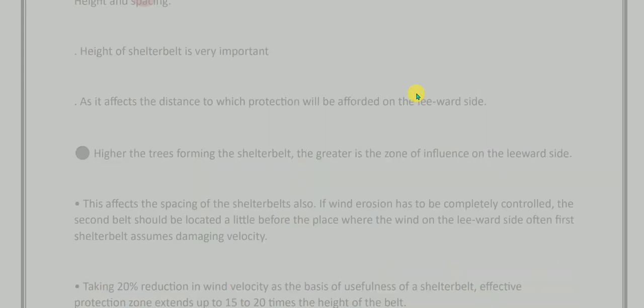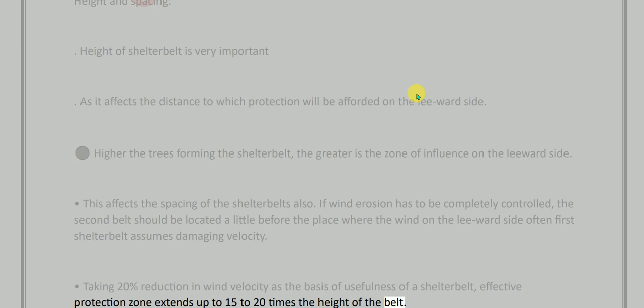Height of the shelter belt is very important, as it affects the distance to which protection will be afforded on the leeward side. The higher the trees forming the shelter belt, the greater is the zone of influence on the leeward side. This affects the spacing of the shelter belts also. If wind erosion has to be completely controlled, the second belt should be located a little before the place where the wind on the leeward side of the first shelter belt assumes damaging velocity. Taking a 20% reduction in wind velocity as the basis of usefulness of a shelter belt, the effective protection zone extends up to 15 to 20 times the height of the belt.